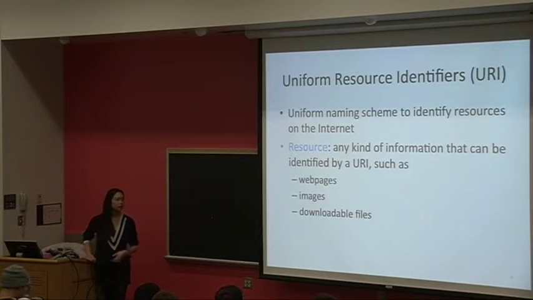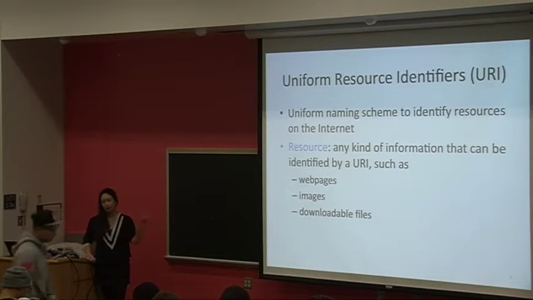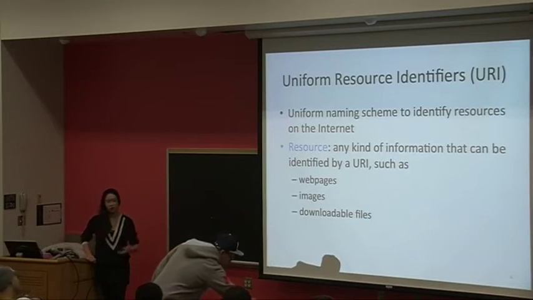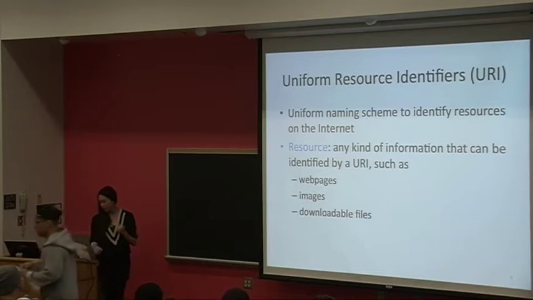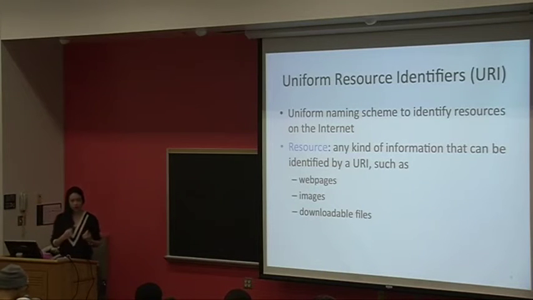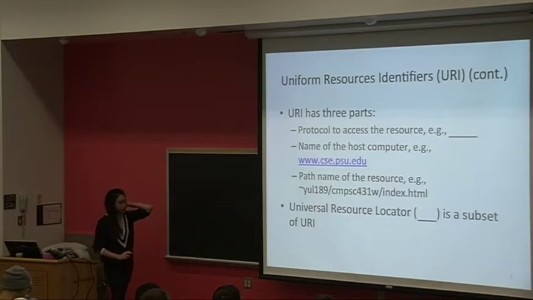It can be web pages, it can be images, or a downloadable file, which means it can be video, anything, or it can even be the email address you're sending to or receiving things from. So just any kind of resources that need any kind of communication. So URI in general has 3 parts.